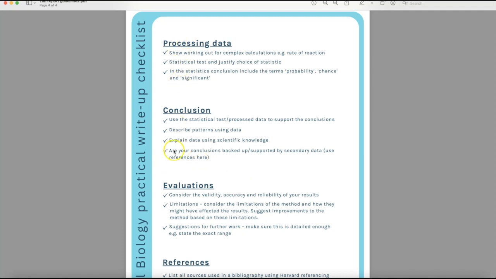Now, this is a really thorough conclusion. You might not be expected to write it in that level of detail. So again, it's worth checking with your teacher. Maybe print out this guide and just show them and just check, do you expect this level of detail for this write-up? If not, which of these tick points do you want to see?